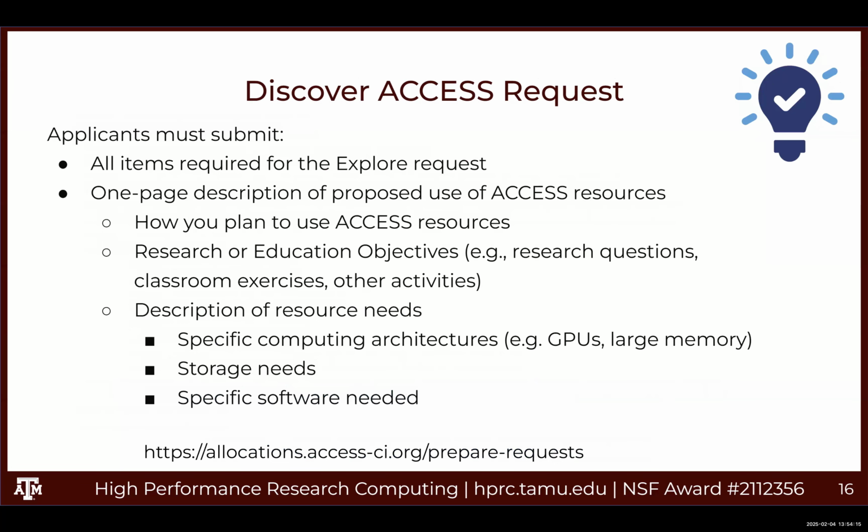For the Discover, you have to have all the stuff that was just listed on the Explore request. But now you also need a 1-page description of the proposed use of the ACES resources. You're going to talk in that description about how you're going to use them. Like, what are you going to work on? What are you going to do with it? And then your research or education objective, depending on whether you're doing research or you're doing it for a class or a course, then you're going to put the appropriate thing for that.